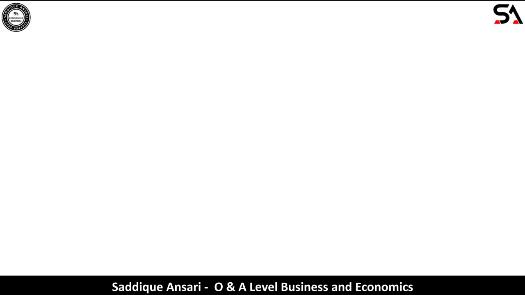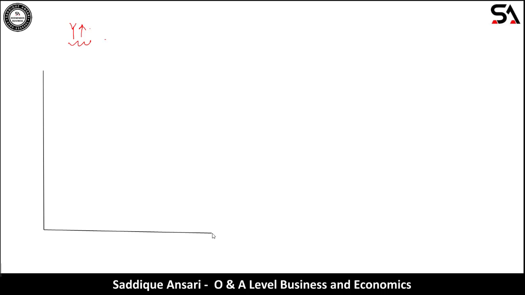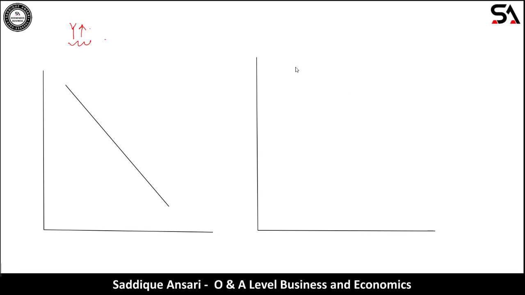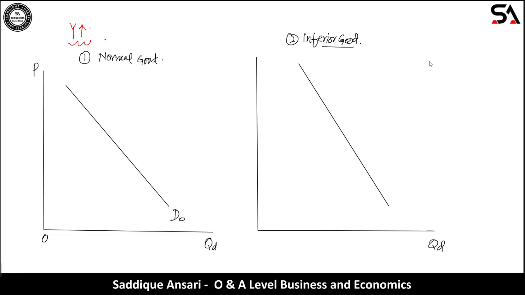Now let's discuss the effect of increase in income. Now there can be two types of goods. So I'll make two diagrams. Now this is for a normal good and this is for an inferior good. So let's labelize this. This diagram is for normal good. So this is quantity demanded, this is demand curve, this is origin, this is price. And this diagram is for inferior good. This is quantity demanded of inferior good, this is demand curve, and this is price.